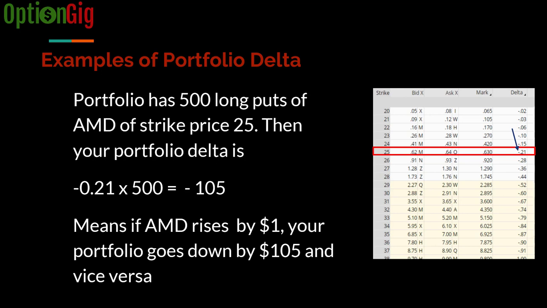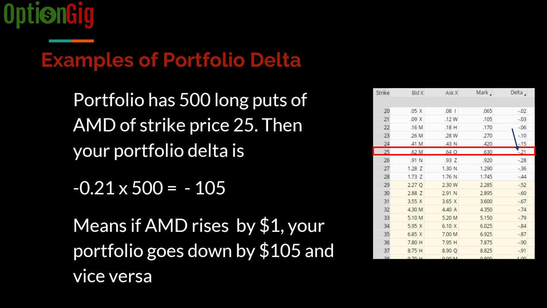Different example: instead of having a call, if in your portfolio you have only 500 long puts, it means you have bought these puts of AMD at a strike price of 25. Now at a strike price of 25, the delta of this option is negative 0.21. So if AMD goes up by $1, your portfolio will go down by $105, which is 0.21 multiplied by 500, because you have 500 long puts. So that is equal to 105.